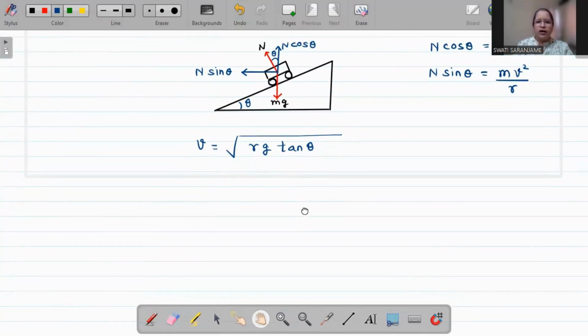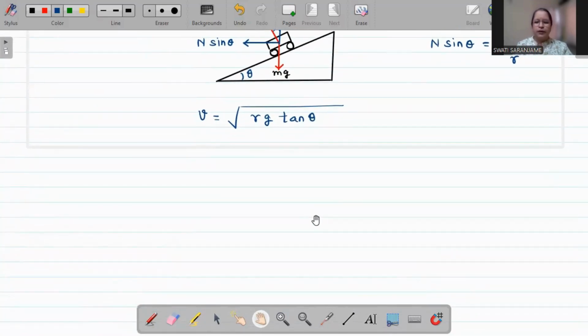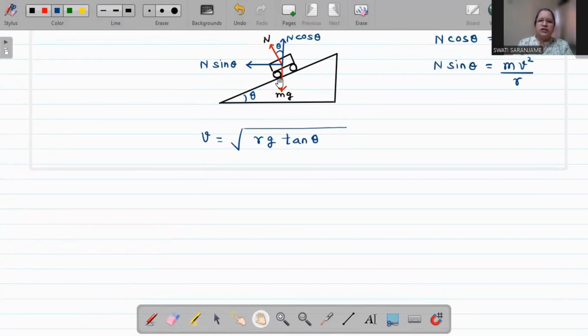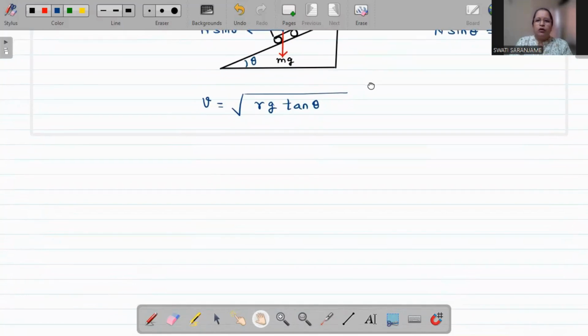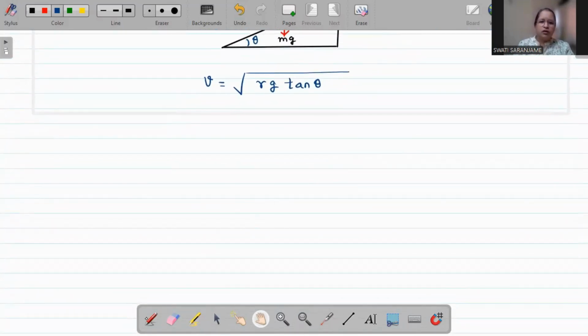Then what are the possible safest speeds? What is the minimum possible speed with which a vehicle can be safely driven on this road so that it won't slide down the incline, or what is the maximum speed with which a vehicle can be safely driven so that it is not thrown off the road? So let's have a look at those two important derivations.